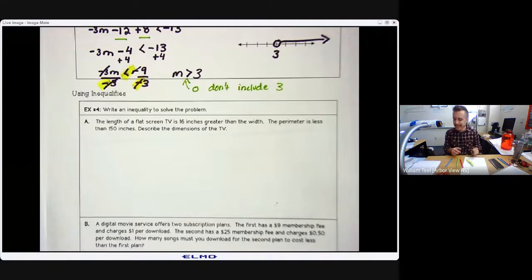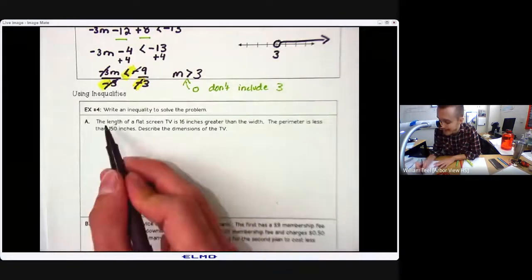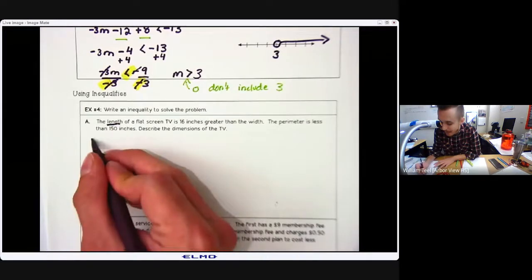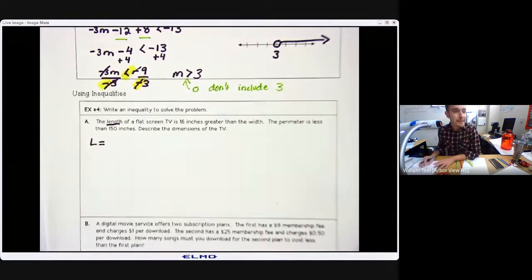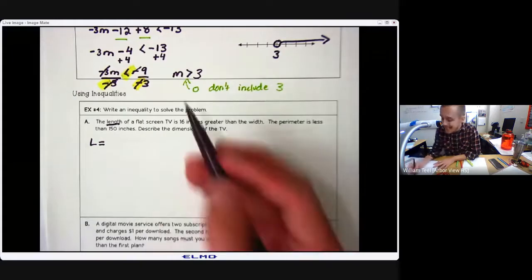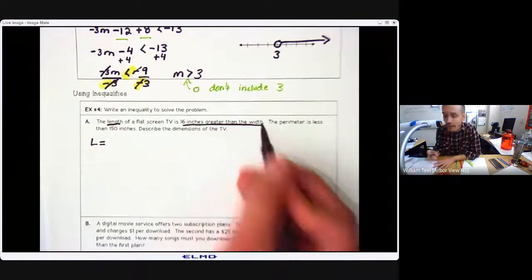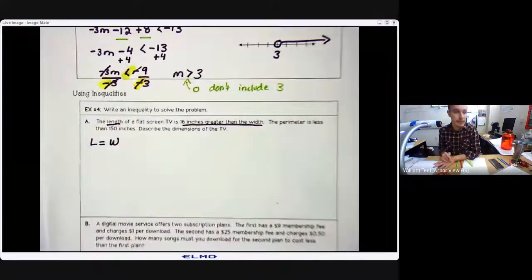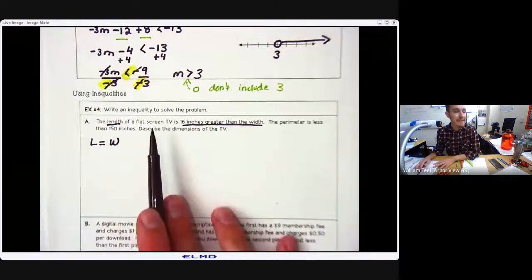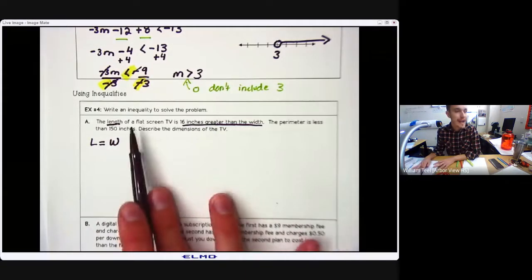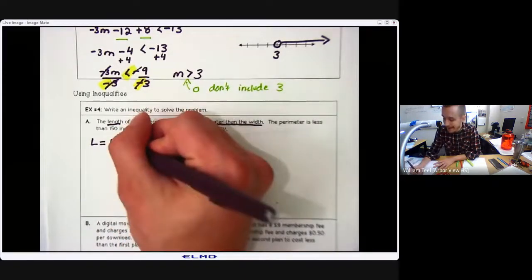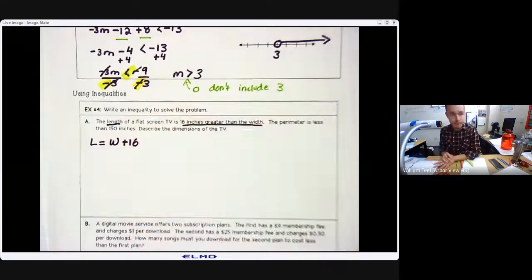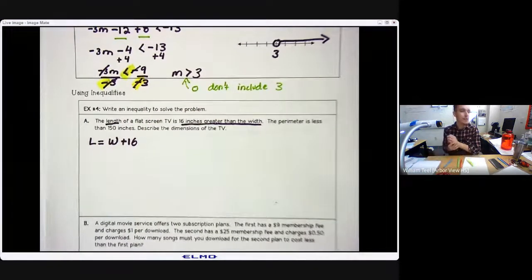Okay, so let's go ahead and take a look at what we have here. First of all, we know the length of a flat screen TV, so I'm going to call the length L. We know that the length is going to be 16 inches greater than the width. So I'm going to say the width is W, just to keep things simple here. And I know that length is going to have to be 16 inches bigger than the width, so I'm going to say plus 16. The perimeter is less than 150 inches. Describe the dimensions of the TV.